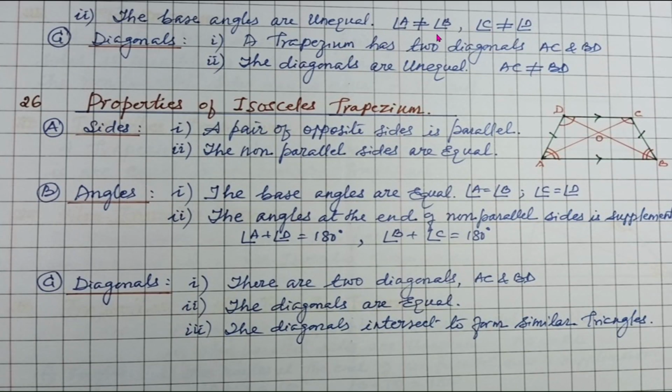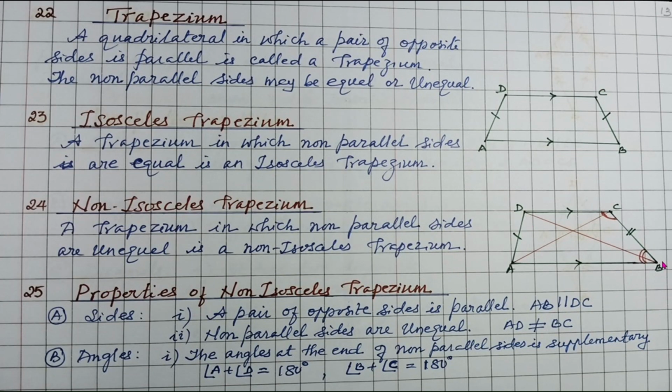Now coming to the next point of our discussion, the base angles are unequal. If you take a non-isosceles trapezium, the base angles, angle A and angle B are unequal, and angle C and angle D are unequal. And the diagonals in a non-isosceles trapezium: a trapezium has two diagonals and the diagonals are unequal. A very important property which you have to remember here. The diagonals are unequal.